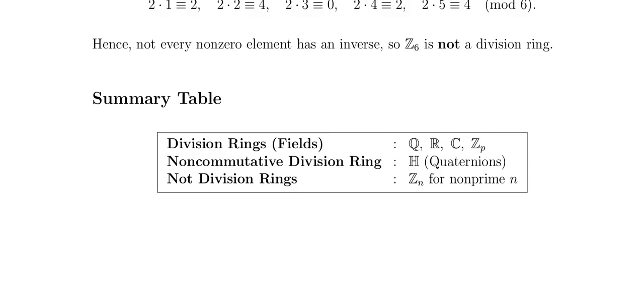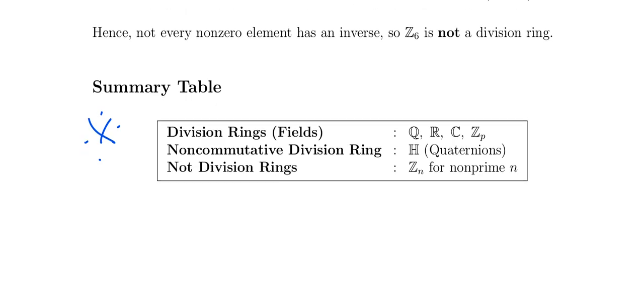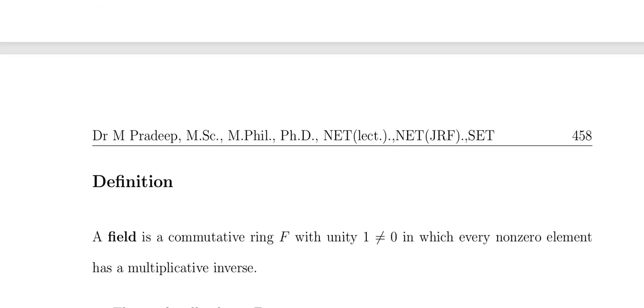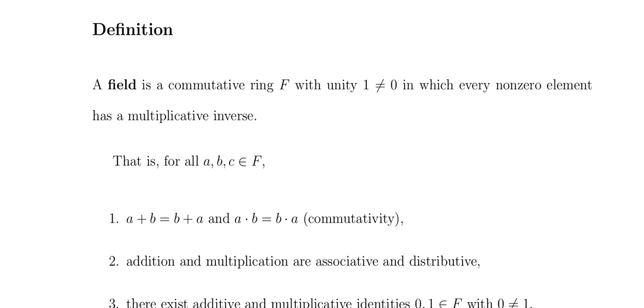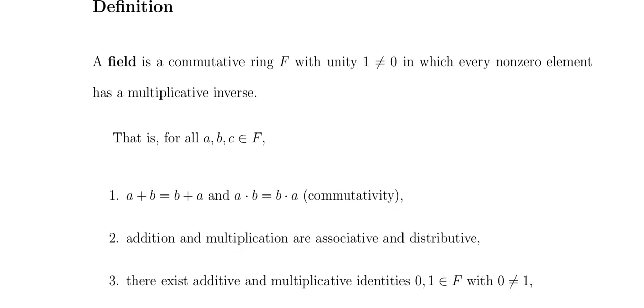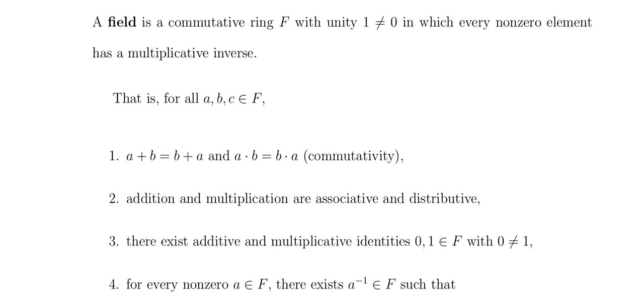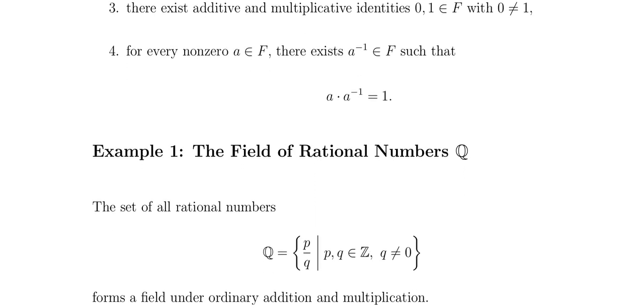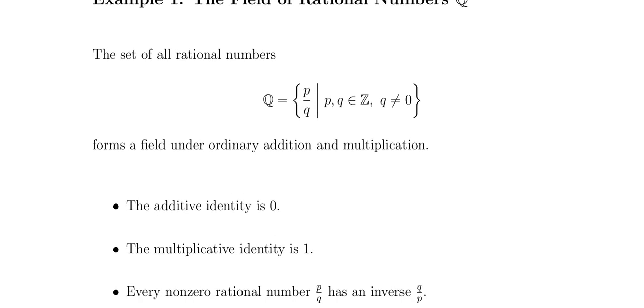Quaternion is a non-commutative division ring. Just looking at the table, it's a very useful one. Zn is an example of not a division ring. And a field is a commutative ring with unity in which every non-zero element has a multiplicative inverse. Already discussed about it.